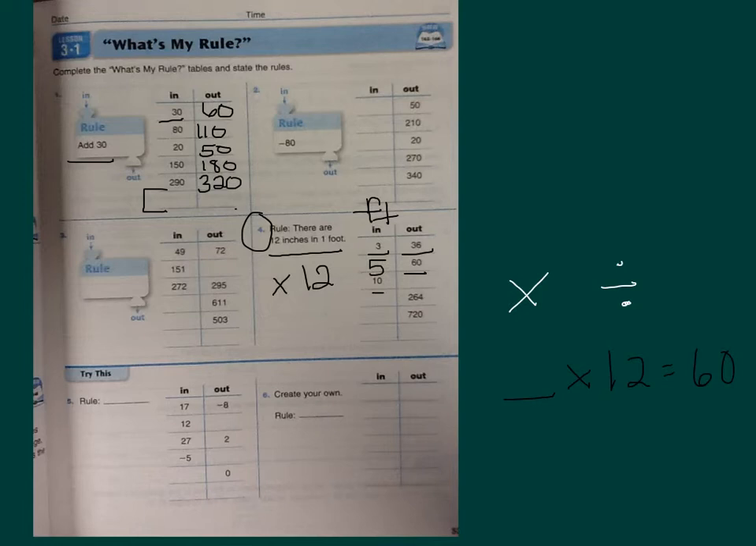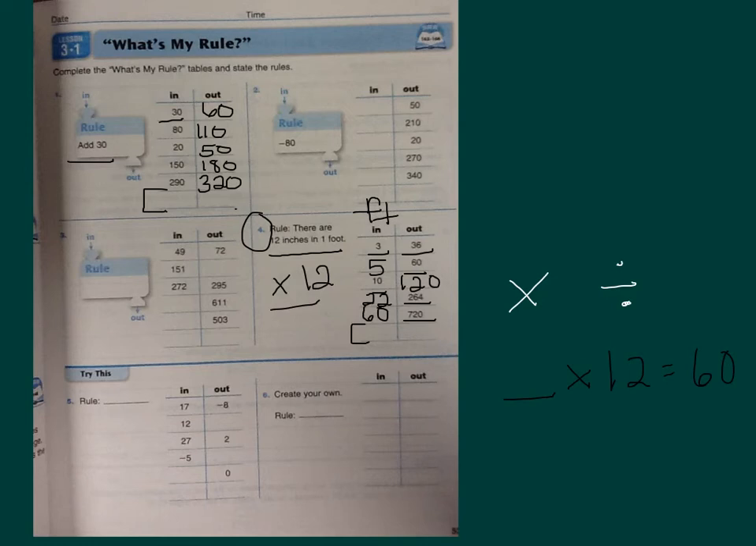Now let's do 10 times 12 equals, and can anybody solve the next two in their heads? When we do 264 divided by 12, it is 22. And 720 divided by 12 equals 60. Turn and talk with your partner to come up with one more example.